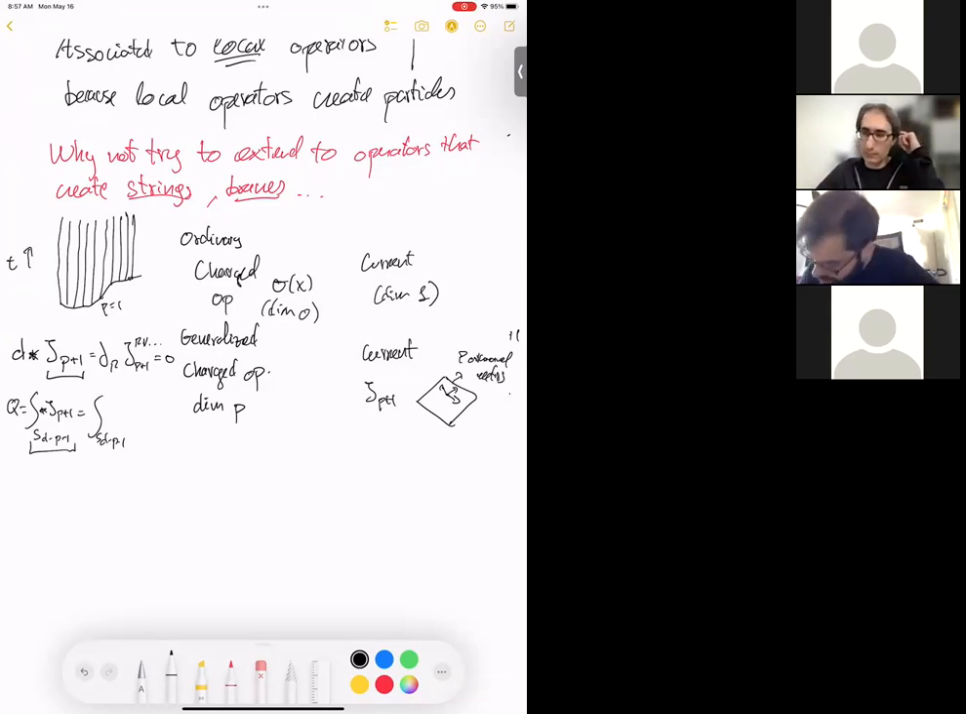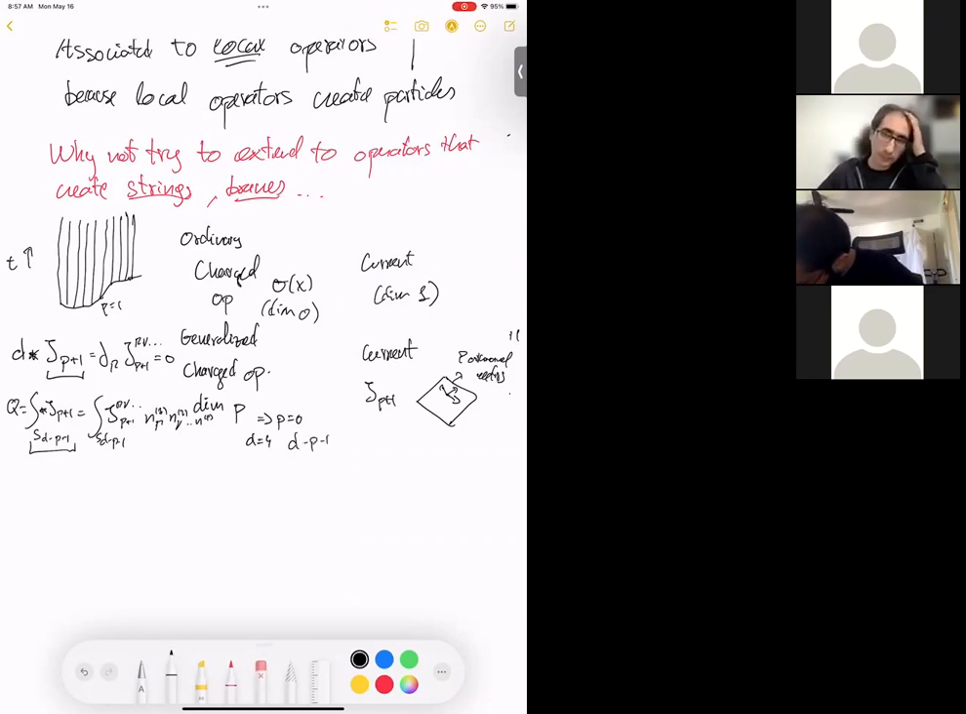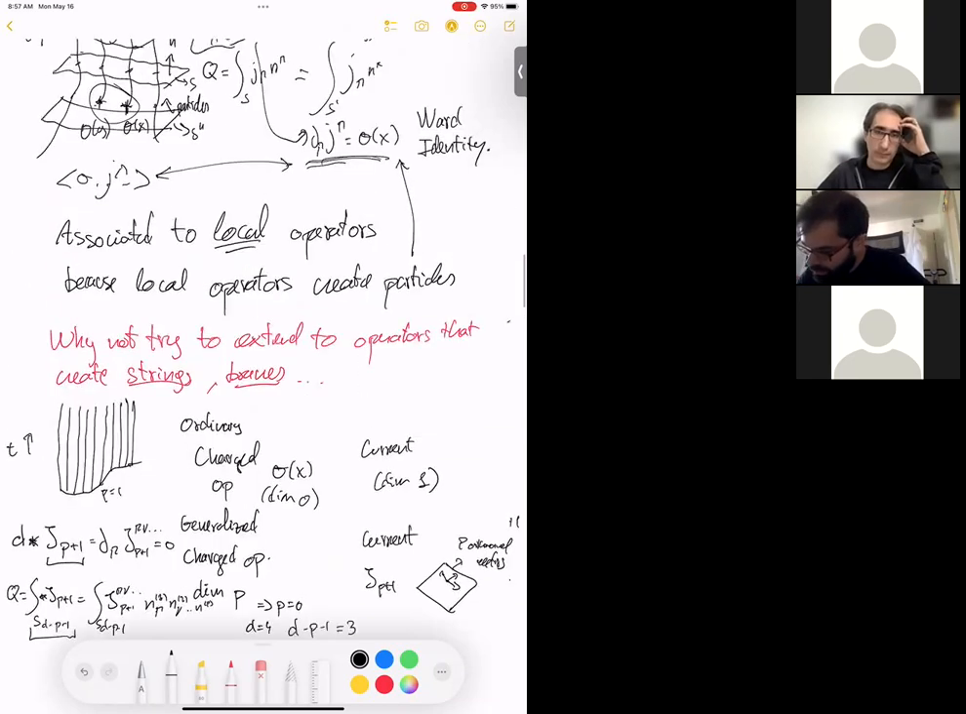And so this thing is just this guy, etc. Then you take the product with all the normal vectors. Okay. So just to connect with the previous case, for instance, if we for a moment set p equals 0 here, and we are in 4 dimensions, then d minus p minus 1 is equal to 3. And that's the case we were describing before.